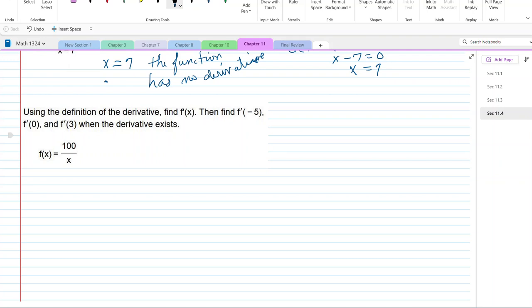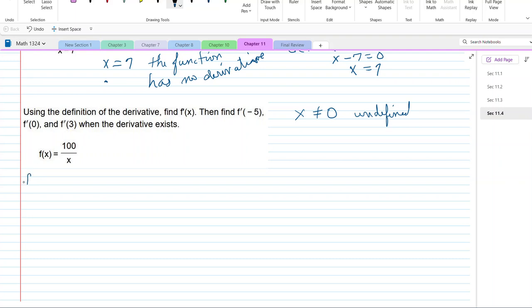Okay, now we know that x cannot equal 0. It's where it is undefined, but everywhere else, it is defined. So what we're going to do is take the derivative. And this example introduces some mathematical processes that are valuable for doing derivatives.